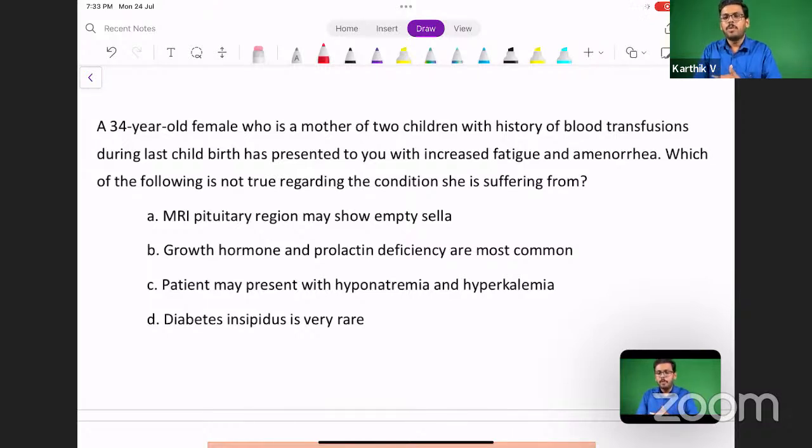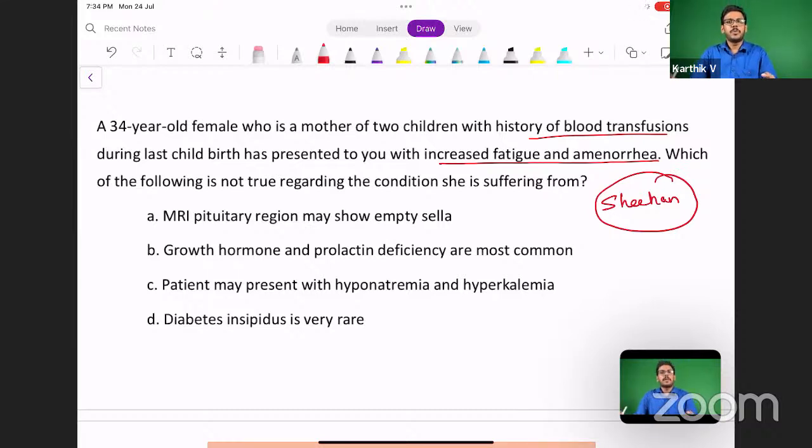Now, a 34-year-old female who is a mother of 2 children with a history of blood transfusions during last childbirth has presented to you with increased fatigue and amenorrhea. Which of the following is not true regarding the condition she is suffering from? Just like the hypophysitis case we have discussed, this is a woman who has had blood transfusions owing to postpartum hemorrhage, now presenting with fatigue and amenorrhea. Fatigue, by extrapolating the clinical situation, you can assume is due to glucocorticoid deficiency, and amenorrhea due to gonadotropin deficit. So linking all these pointers together, the likely diagnosis is Sheehan syndrome, which is the postpartum pituitary necrosis.